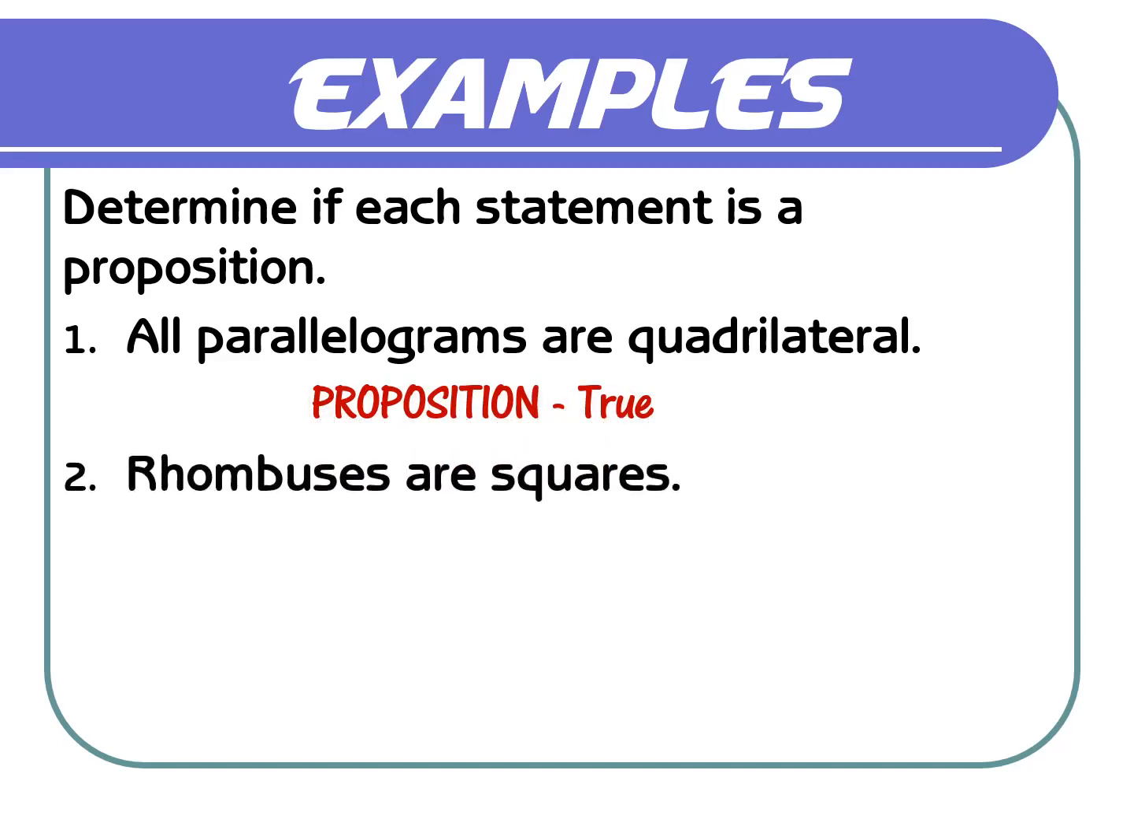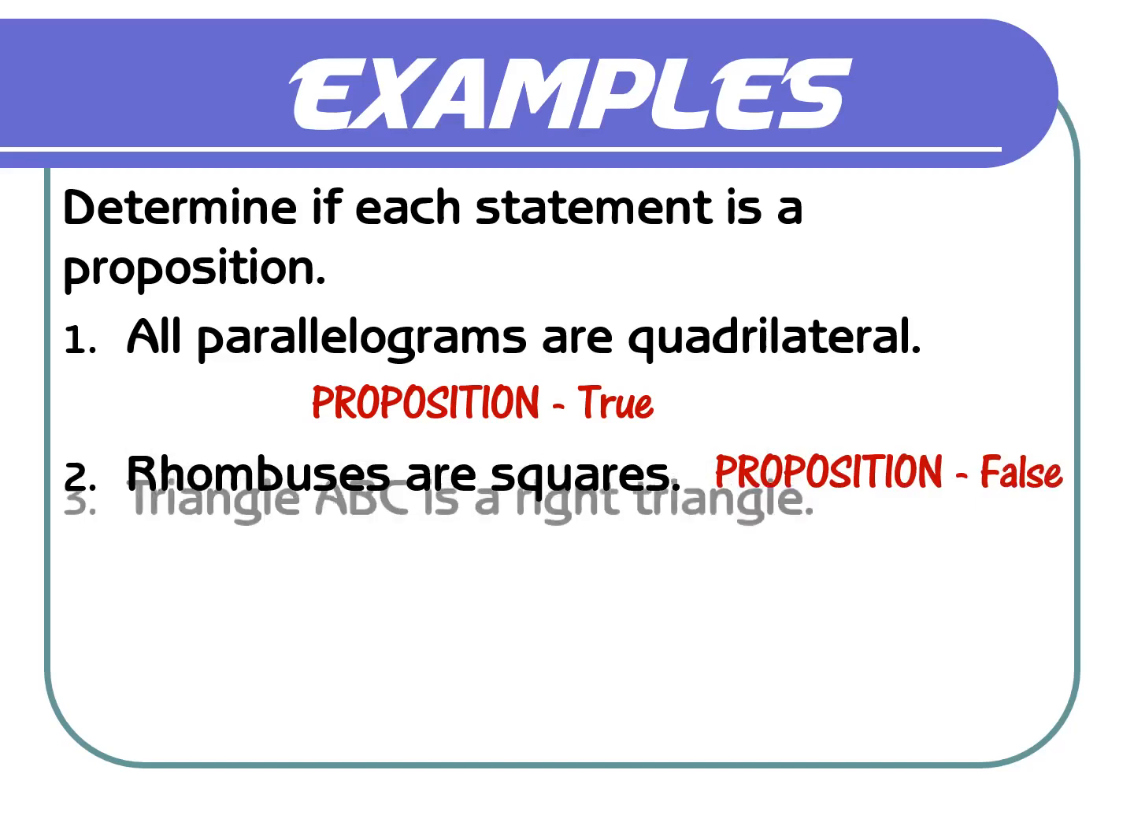Okay, number 2, rhombuses are squares. Again, rhombuses and squares are quadrilaterals. They are both parallelograms, but when we classify rhombuses, they are not squares. A square is a rhombus, but a rhombus is not a square. So the truth value for this is false. Therefore, this is a proposition.